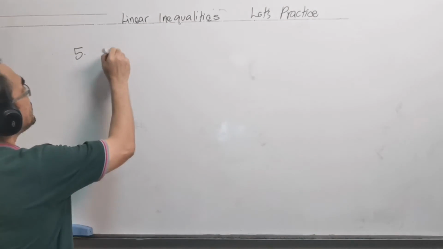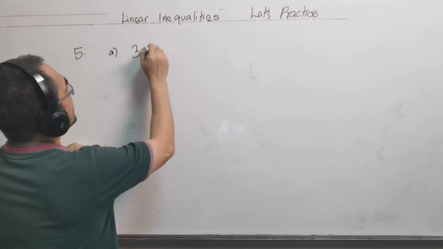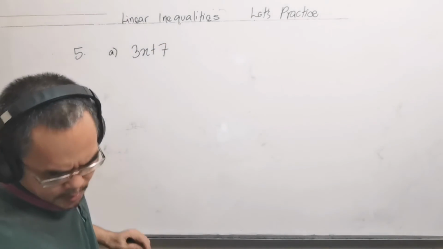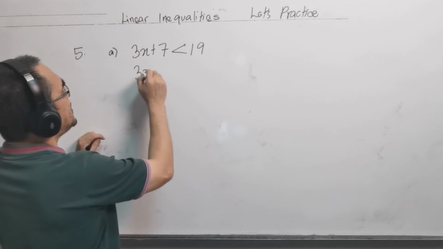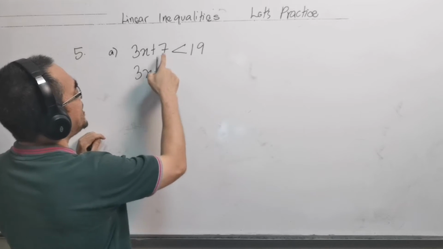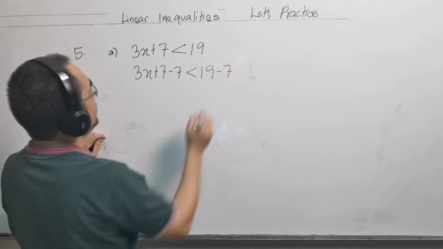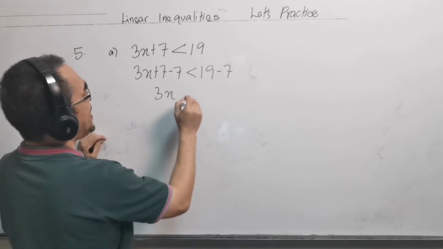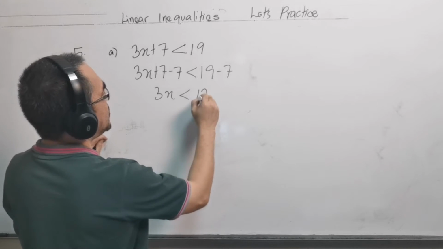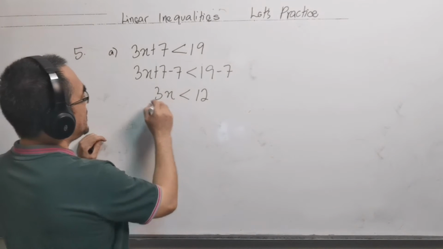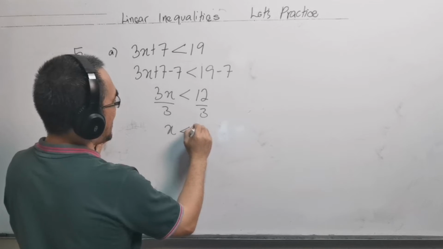A. 3x plus 7 less than 19. So we bring that 7 first. Or the other way is to say, you see here, plus 7 minus 7, then 19 minus 7 also. So we have here 3x is less than 12. And then divide by 3 here, so x will be less than 4.